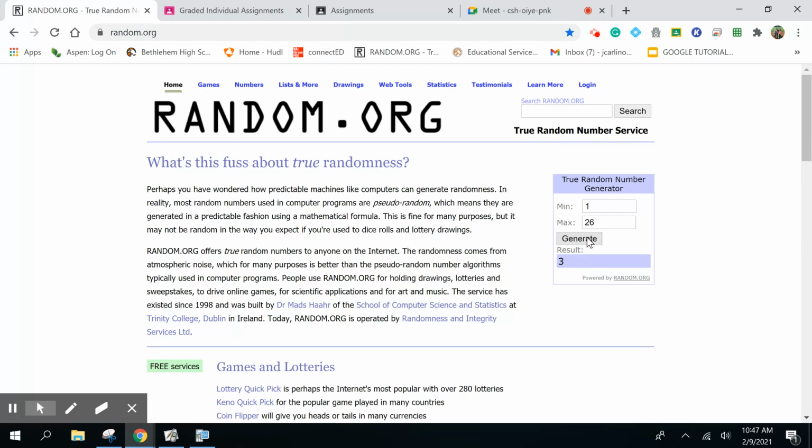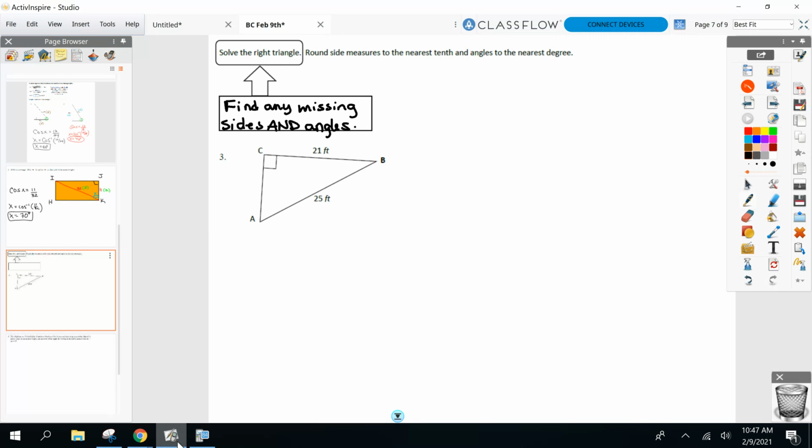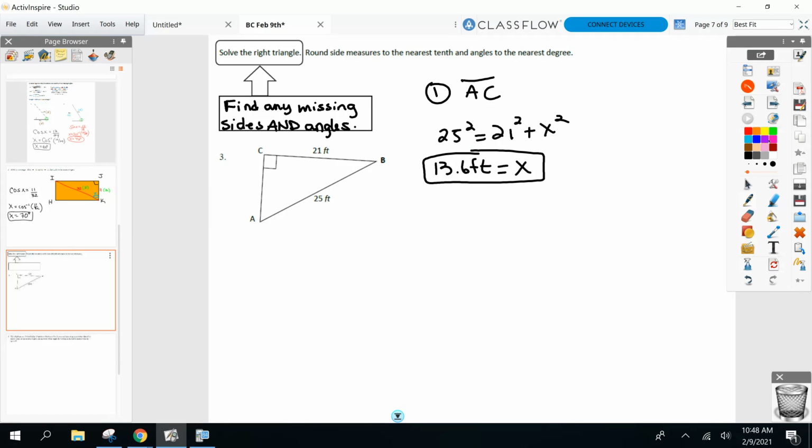Let's go, Omni. What do you want to do first? The first thing I found was AC. All right, perfect. AC by using the Pythagorean theorem. What did it look like? It was 25 squared equals 21 squared plus x squared. You could have done Pythagorean theorem to find CA, and then to the nearest tenth, what do we end up with? I got 13.6. Yes, 13.6 feet. So there is AC, everyone. Make sure you check your work: 13.6 feet.